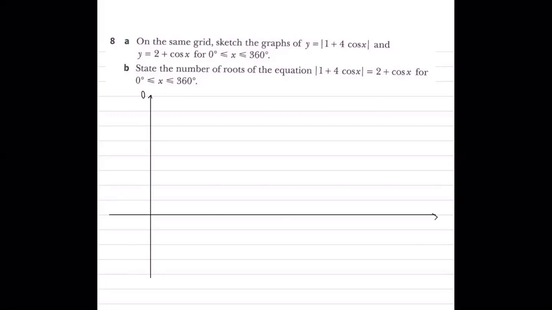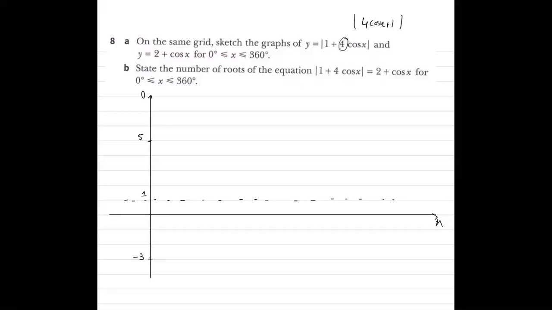So 1 plus 4 cos x. There is going to be the horizontal line, the axis at 1. And from 1, the amplitude is going to be 4. I can write this as mod of 4 cos x plus 1. So the amplitude is 4. The next point is going to be at 5, and going down 1, 2, 3, 4, it's going to be at -3.